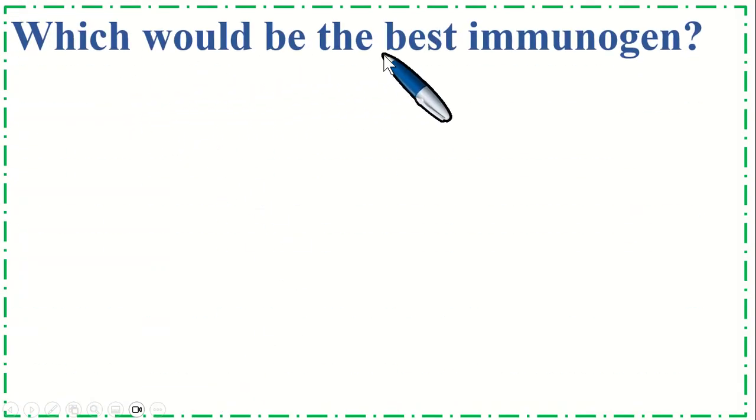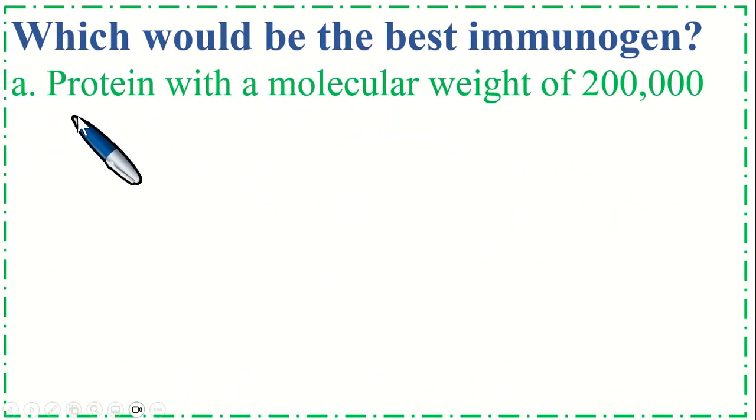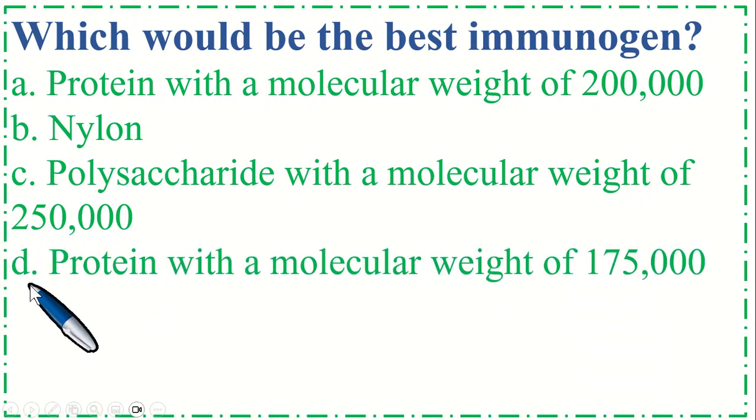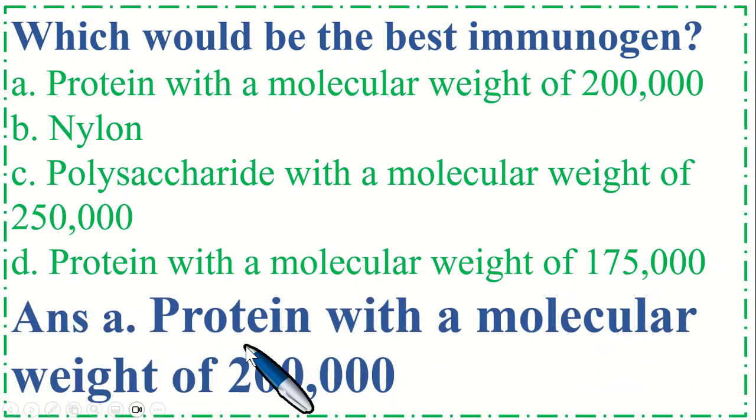Which would be the best immunogen? Option A, protein with a molecular weight of 2 lakh. Option B, nylon. C, polysaccharide with a molecular weight of 2,50,000. And option D, protein with a molecular weight of 1,75,000. So the correct option is A, protein with a molecular weight of 2 lakh.